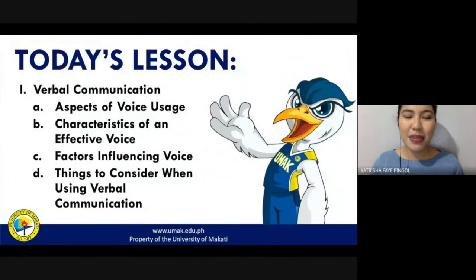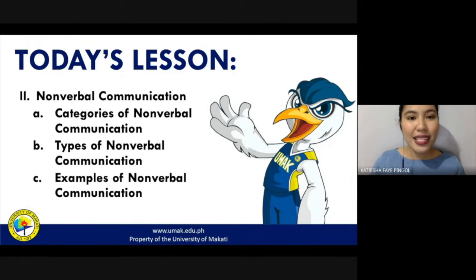For today, we will be discussing the different aspects of voice usage, characteristics of an effective voice, factors influencing voice, and some things to consider when we are using verbal communication. For the next half of our lesson, we will be discussing the different categories and types of nonverbal communication. I will also be giving some examples of nonverbal communication.